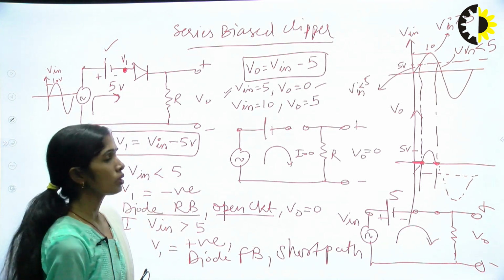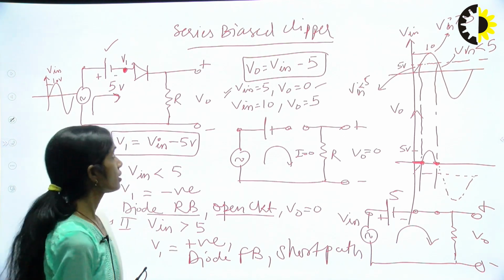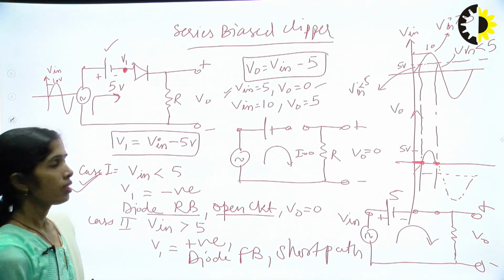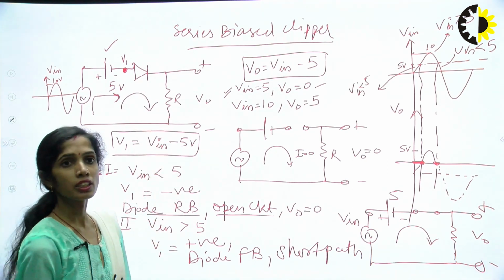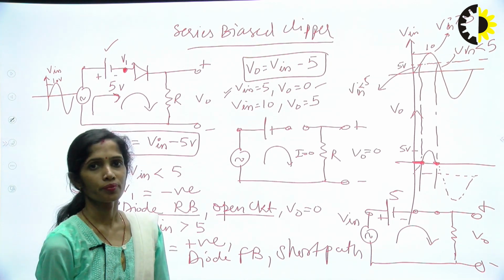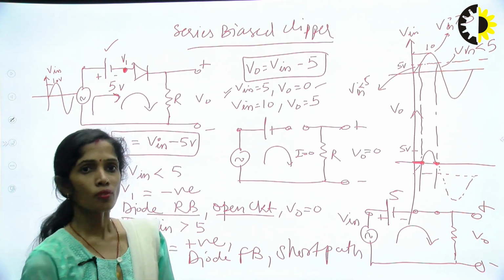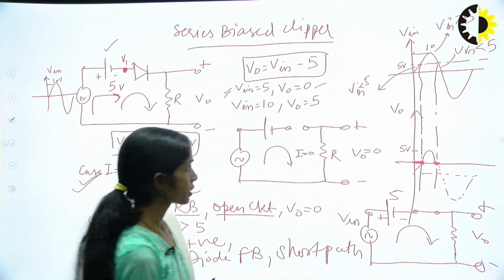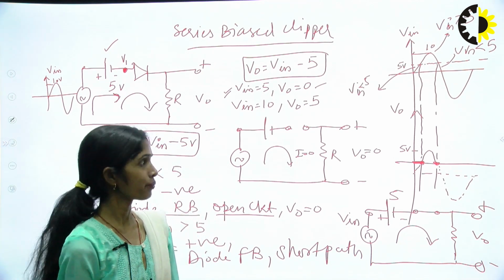Similar to this is the series bias clipper. We can draw 3 more configurations also by changing the direction of the diode or changing the direction of the battery. So we have different combinations, and these circuits can be used for different clipping of the signals at any level by changing the biased battery.